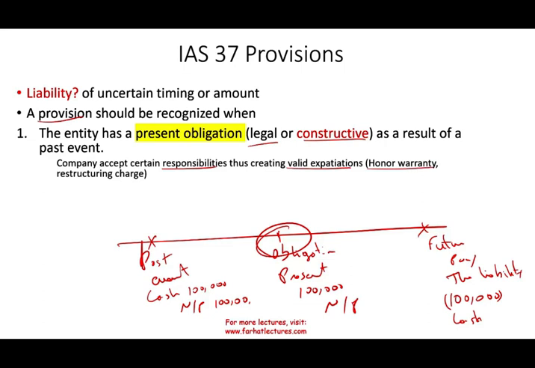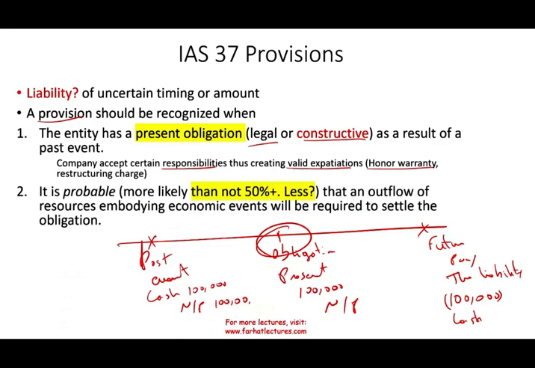For example, if you honor a warranty, now you have a constructive liability because you have to deliver in case something happens. You have to make the product whole for that customer in case it breaks down. You might have to replace it.